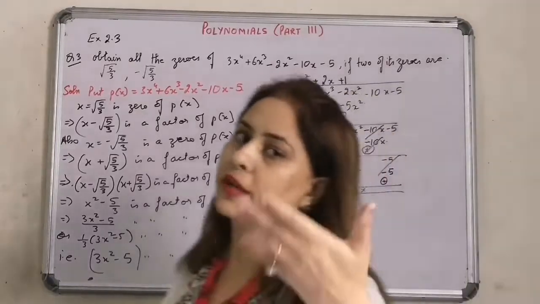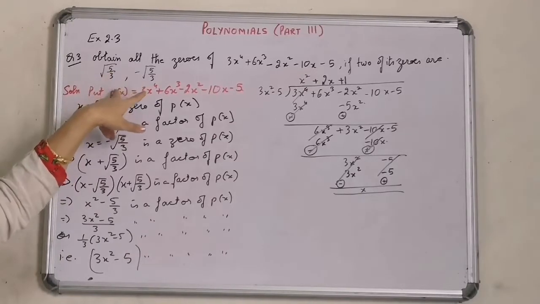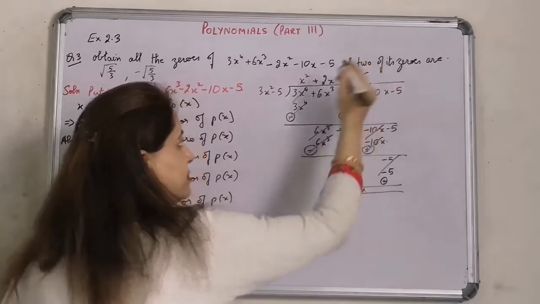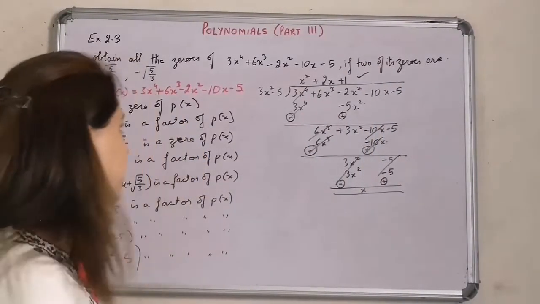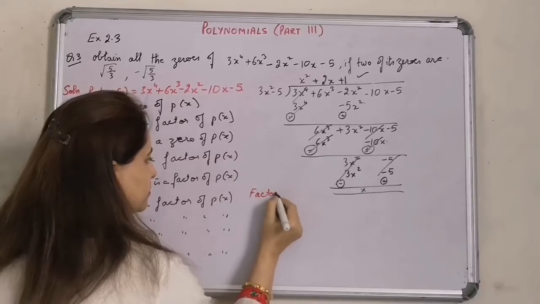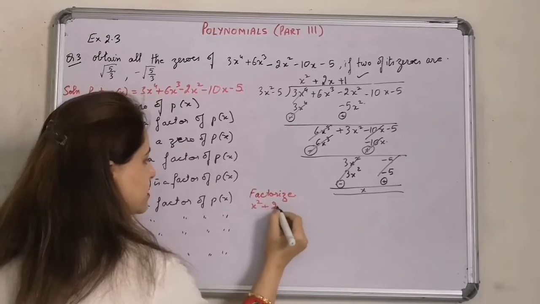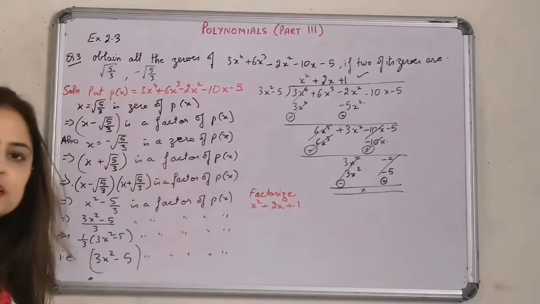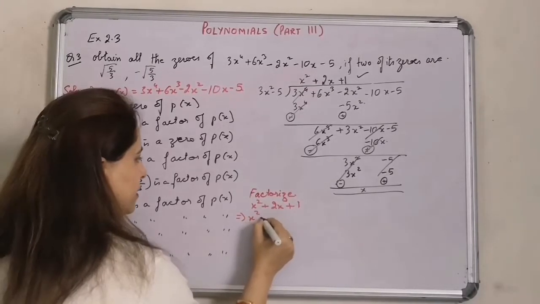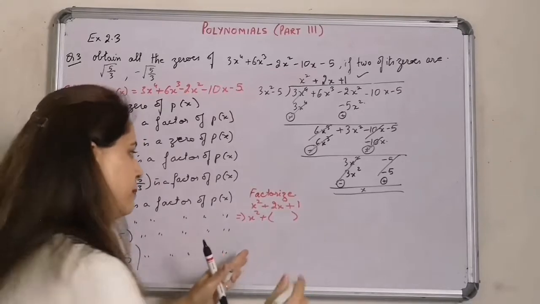So what is our next step to get to the other zeros of this polynomial? Remember we were already given two zeros. To find out the next two zeros, we are going to factorize the quotient x square plus 2x plus 1 by splitting of the middle term. So what do we get? X square plus, instead of 2 we are going to put the bracket as we have done in the previous exercise.